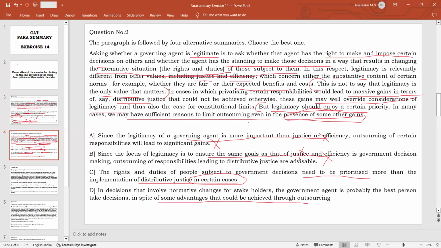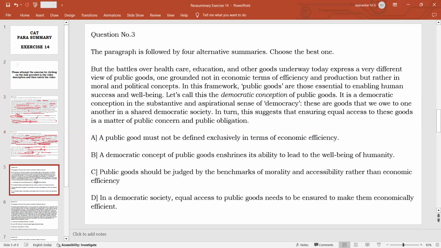Yes, the last part says that even in the presence of some other gains. So even though some other gains are there, the government agent would probably be the best person, because we are talking about decisions where normative changes are happening. So legitimacy is important. This is a better answer than option C, because option C is unclear about in which cases you should give more importance to legitimacy, and in which other cases you should give more importance to distributive justice. That is why C is not the better answer. D is the better answer. This is a tough question, but if you have understood the passage well, you will be able to easily solve it. Now go to the third one.